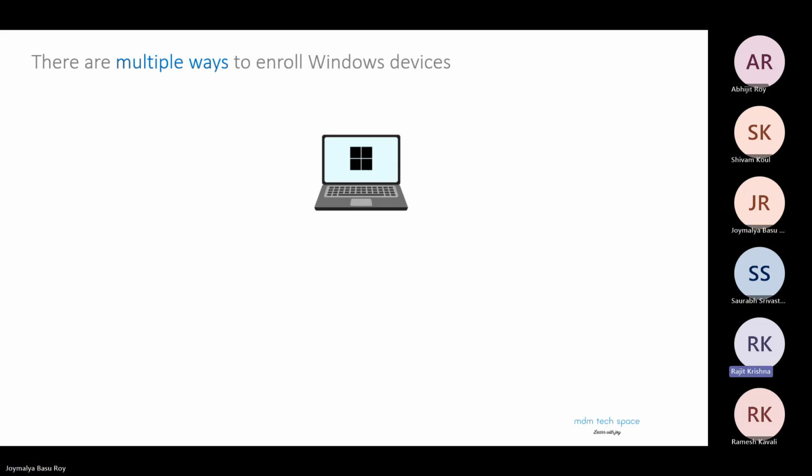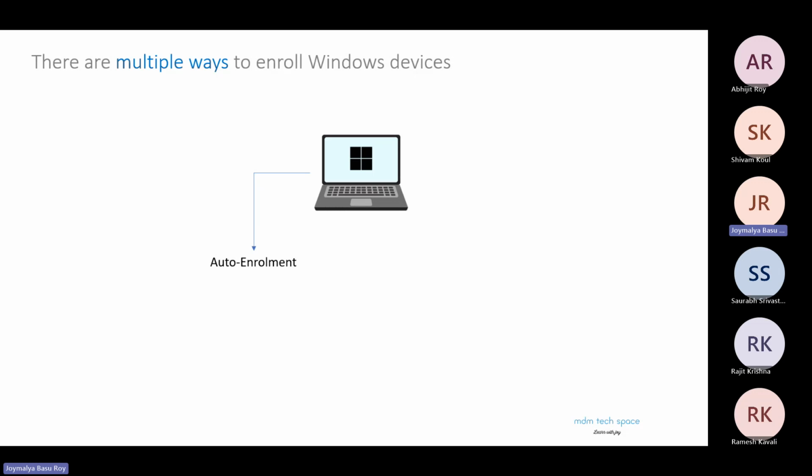Another is hybrid Azure AD joined, which is again a join state. That is automatic enrollment. So manual enrollment or automatic enrollment, or there is another type of enrollment, enrollment via provisioning package, which is a userless enrollment. That can also be done.